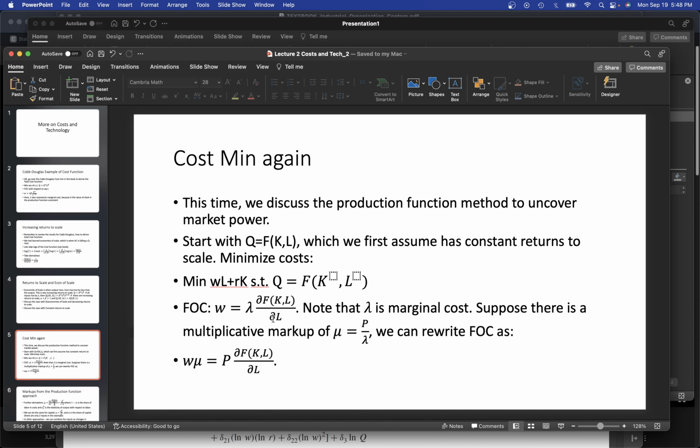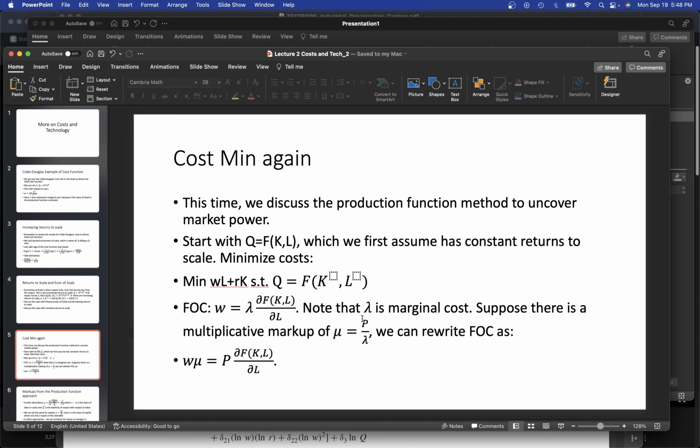Now suppose there's a multiplicative markup. So mu is now equal to price over marginal cost. It's multiplicative instead of the Lerner markup, which is P minus MC over P. This is sort of a multiplicative version. If you take the logs of the markup, then it can become the old Lerner markup. Anyway, we will focus on the multiplicative markup here, and then you can rewrite the FOC as the following.